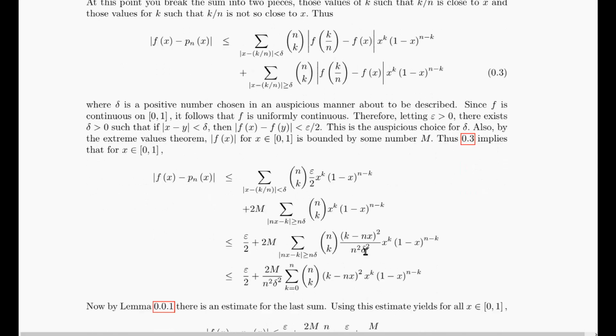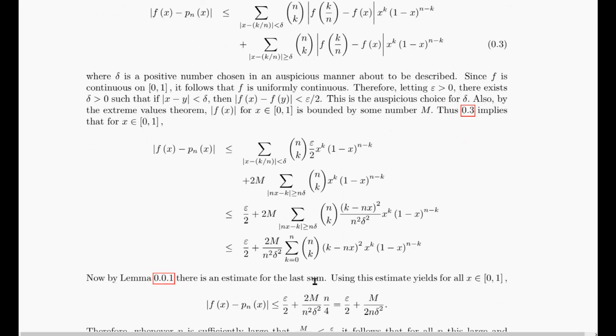Okay? And now what I'll do is include more terms in this sum. I'll just forget about this condition and toss in a few more positive terms. That will only make it bigger. And so what I wind up with is epsilon over 2 plus 2m over n squared delta squared. And then I have this thing. But I've got an estimate on this. This thing is smaller than n over 4. So I find that this is smaller than or equal to this.